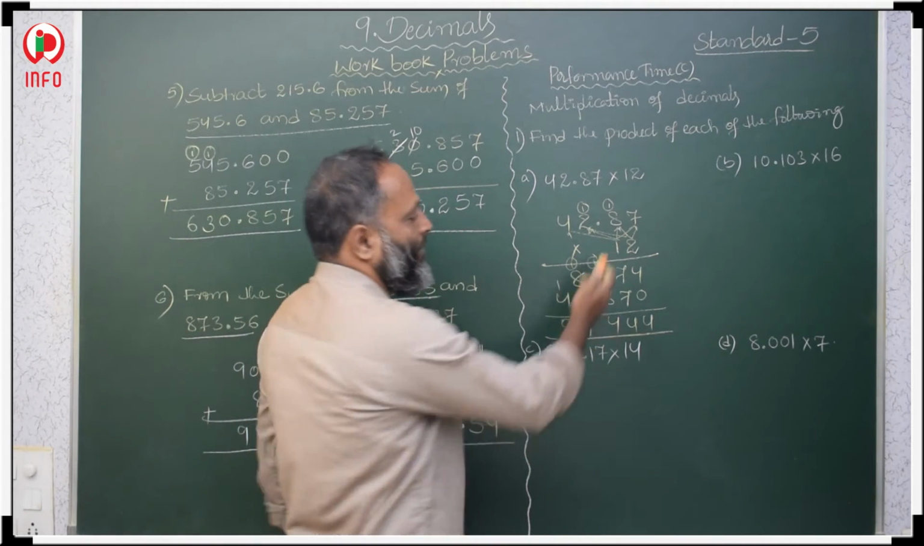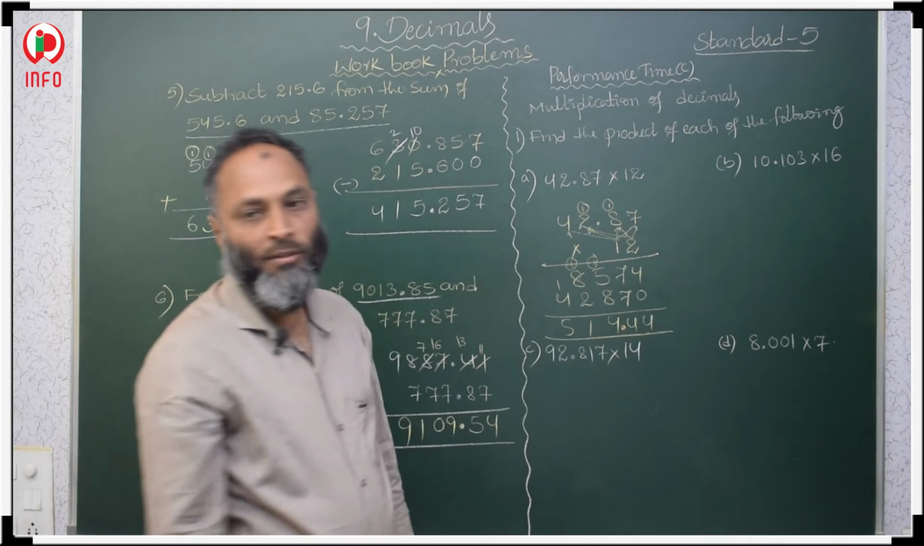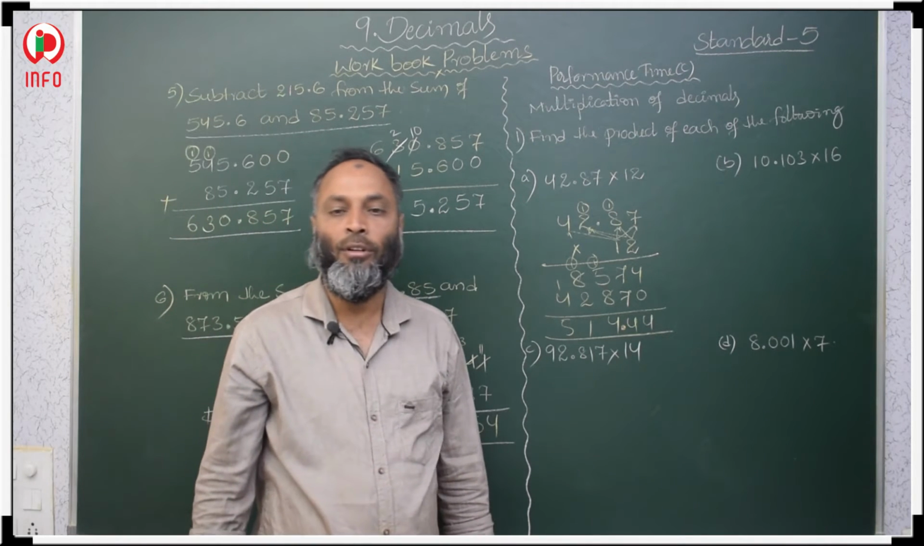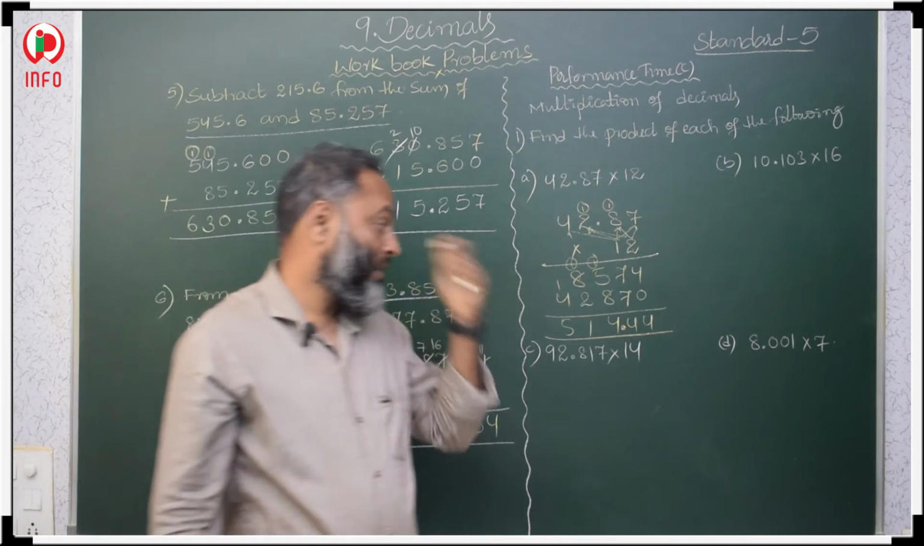Here after 2 digits we have a decimal, so after 2 digits, that is 514.44. Okay, 514.44, this is our product.